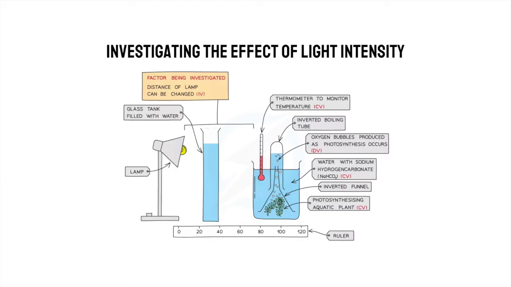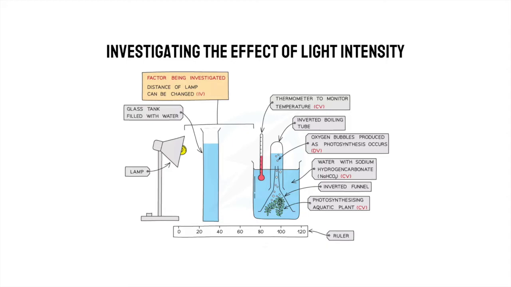Place the pondweed in a large beaker filled with a combination of water and sodium hydrogen carbonate, which will act as our control. Place an inverted funnel to cover the photosynthesizing aquatic plant, another control, and cover the plant with an inverted boiling tube to catch the bubbles. Use a thermometer to monitor the temperature since it is a controlled variable as well.